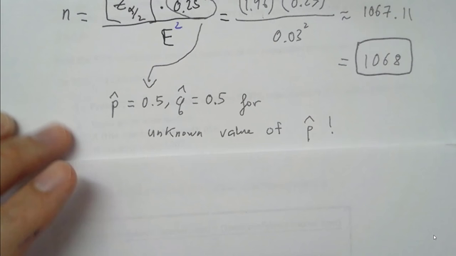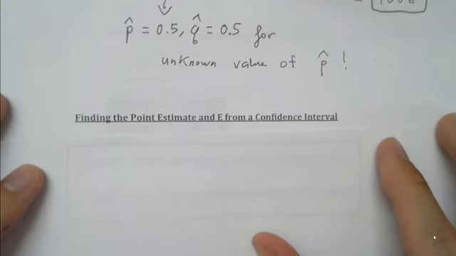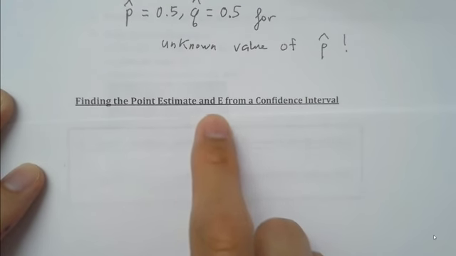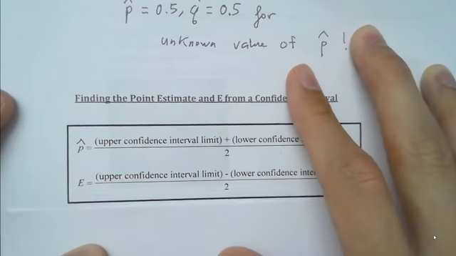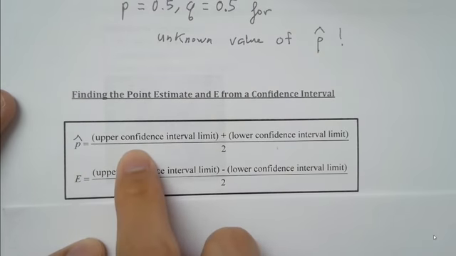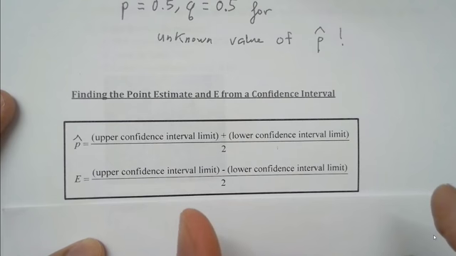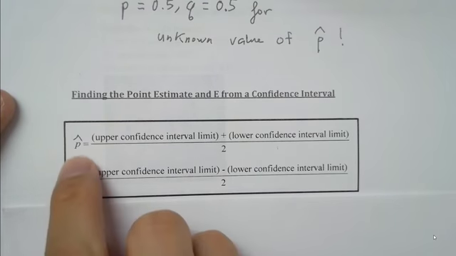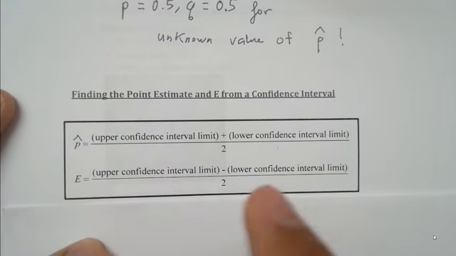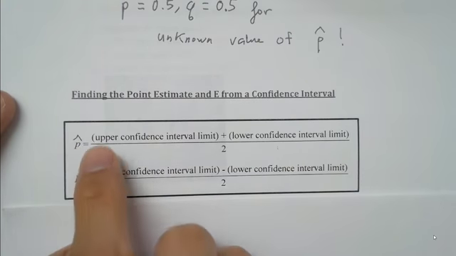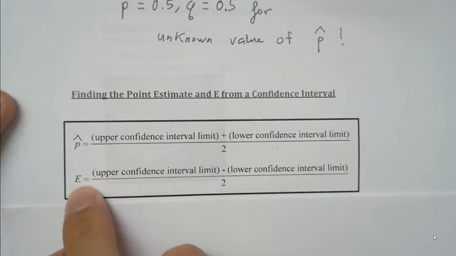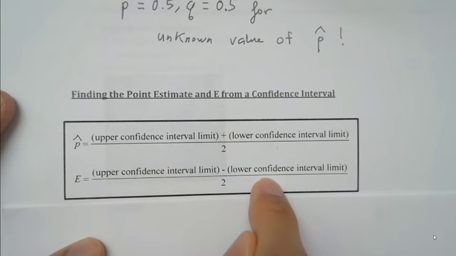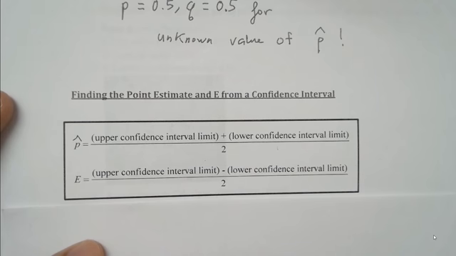Okay, so that is about the sample size. Now, finding the point estimate and the margin of error E from a confidence interval. Given the upper and lower confidence interval limits, we can find the point estimate p hat, the sample proportion, and also the margin of error. To find p hat, we take the upper confidence limit, add it to the lower limit, and divide by 2. For the margin of error, we take the upper minus the lower and divide by 2. Those are the two formulas you should also know.